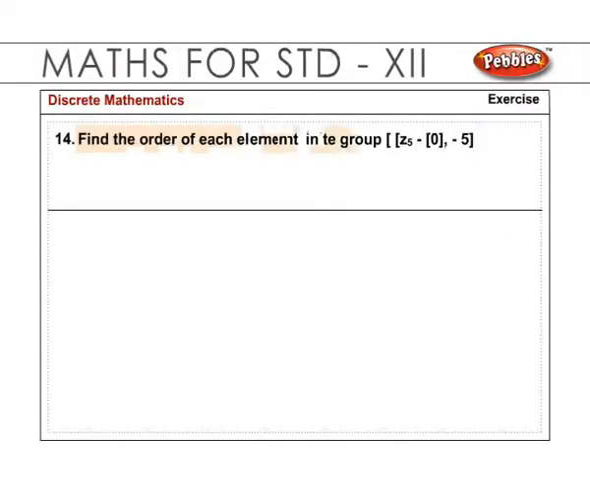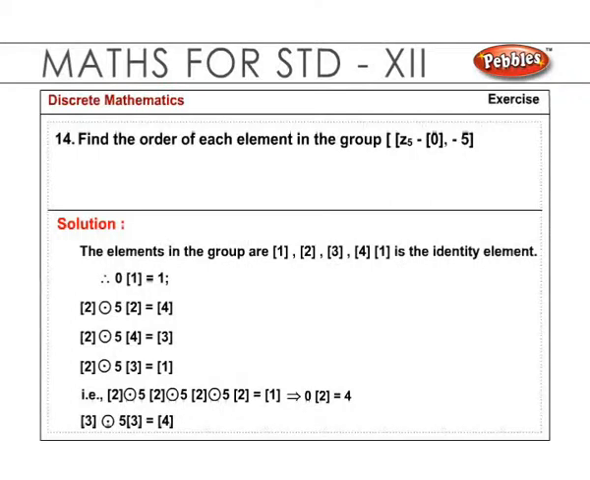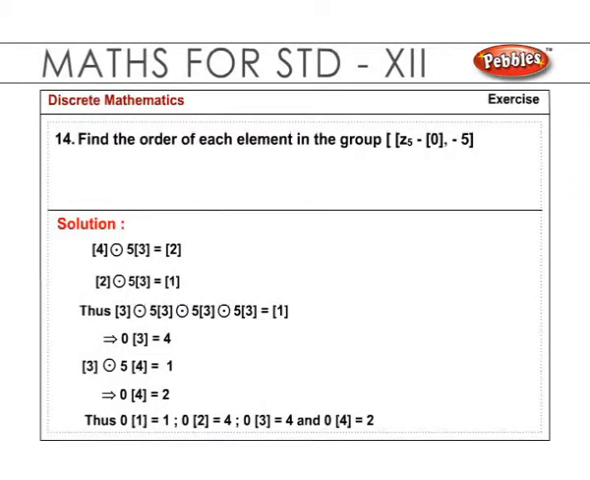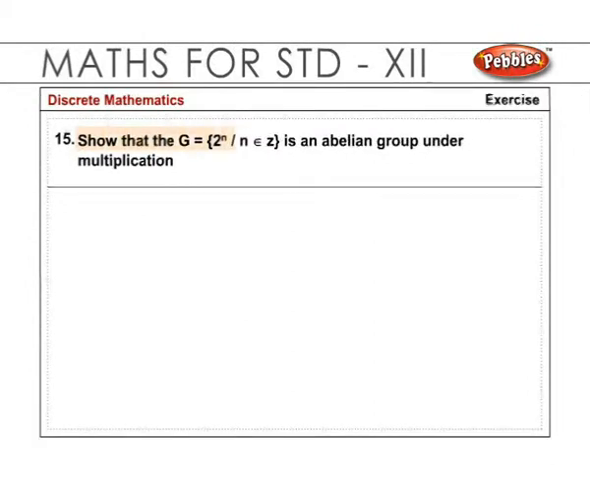Find the order of each element in the group Z5 minus 0, under multiplication. Show that G is equal to 2 raised to n, where n belongs to Z, is an abelian group under multiplication.